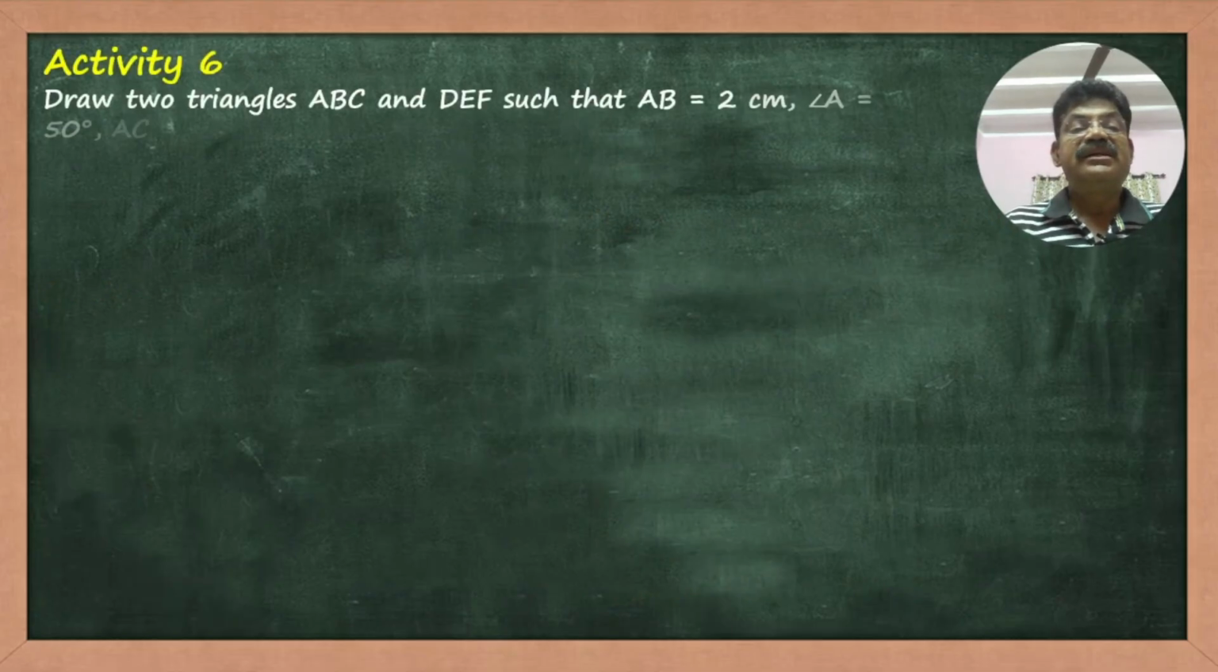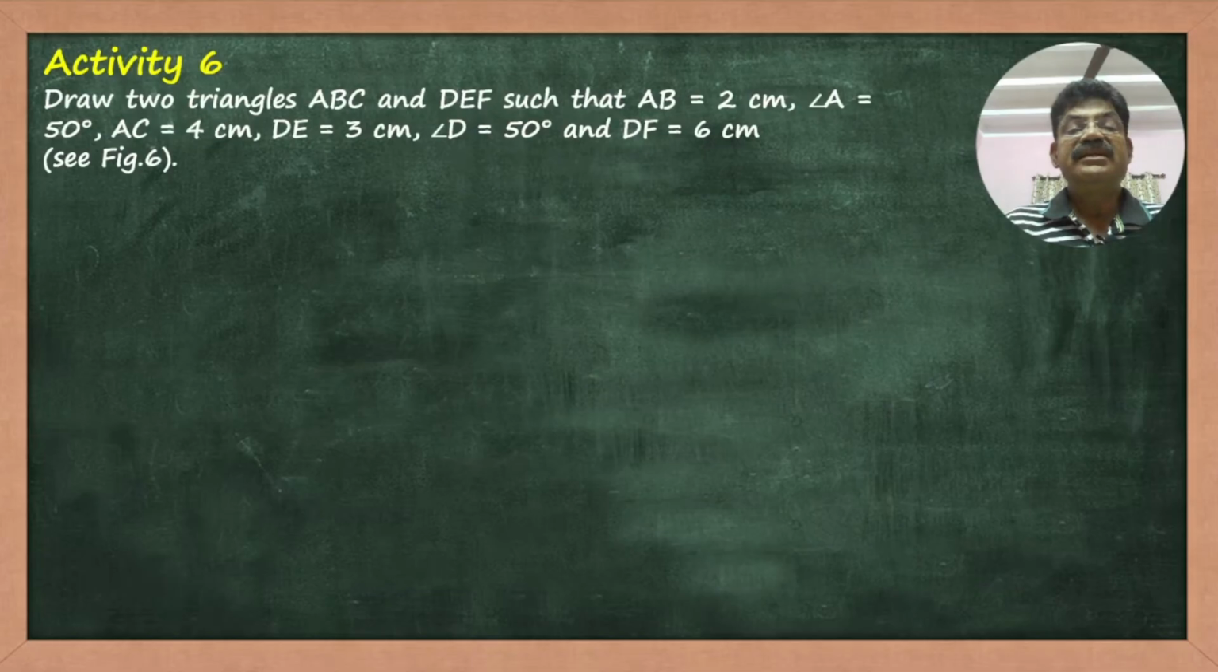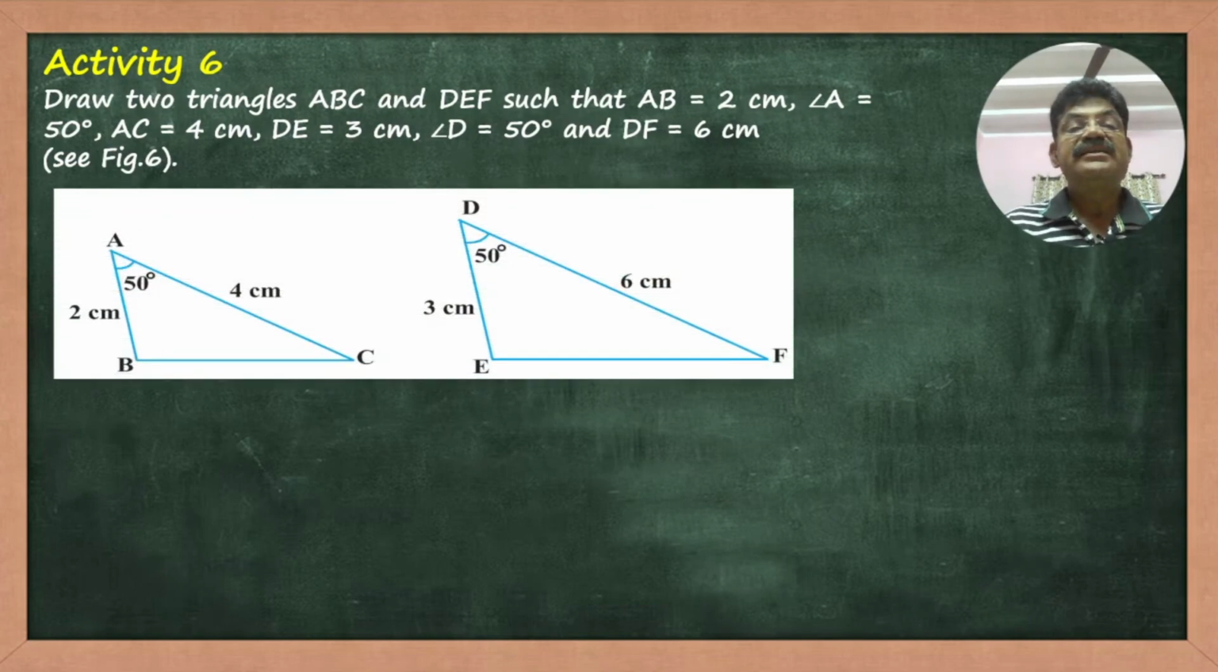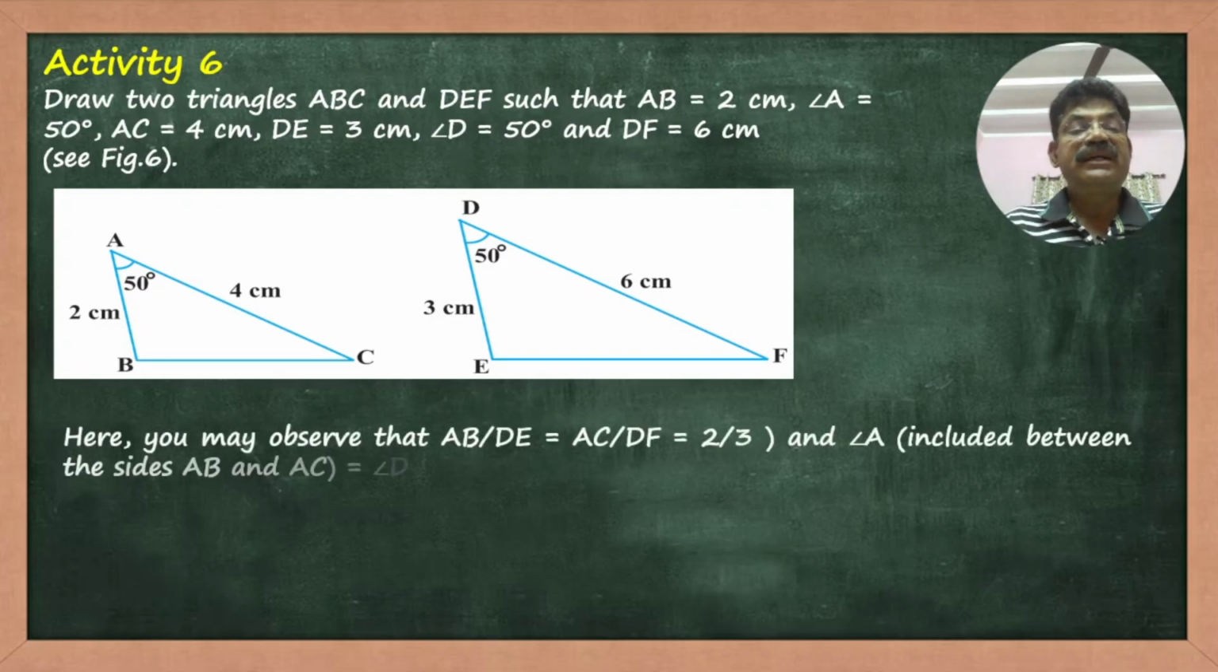Now, another activity. Draw two triangles ABC and DEF such that AB is equal to 2 cm, angle A is equal to 50 degree, AC is equal to 4 cm, DE is equal to 3 cm, angle D is equal to 50 degree and DF is equal to 6 cm. Now, you observe that AB is 2 cm, the corresponding side DE is 3 cm, therefore the ratio is 2 by 3. Similarly, AC is 4 cm, the corresponding side DF is 6 cm, 4 by 6 is also equal to 2 by 3. Now, you have to verify the ratio BC divided by EF.